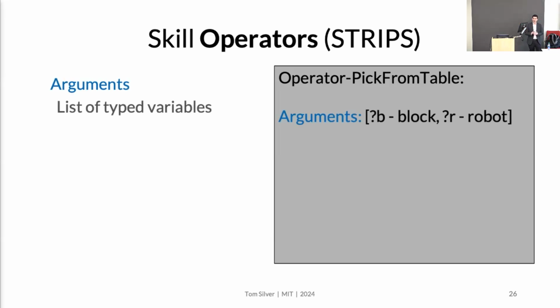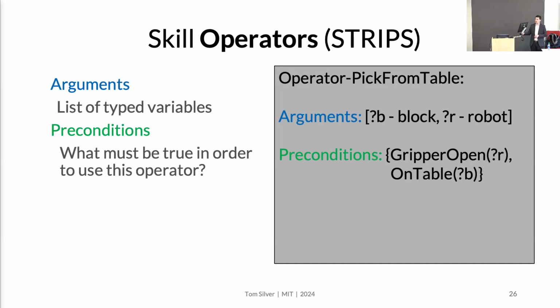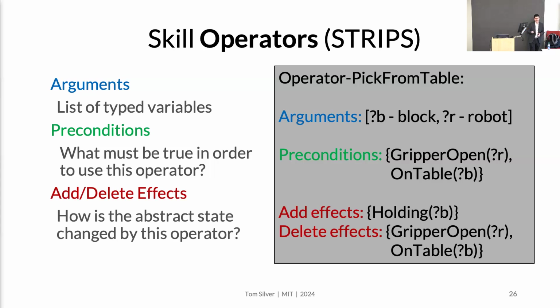So the skill has arguments, which are like placeholders for objects. If we're talking about picking from the table, there's some block that we're going to pick and a robot that we're going to use to pick it. There are preconditions, which characterize what must be true in the abstract state in order for us to consider using this operator. In the example of picking from the table, the robot's gripper should be open, and the block that we're picking should also be on the table. And then finally, we have effects. And these say what would actually change in the abstract state if we were to do this skill.